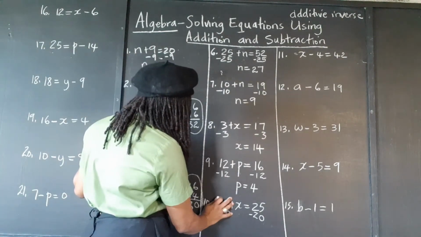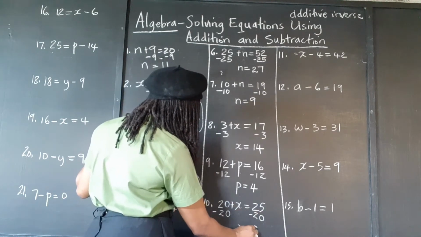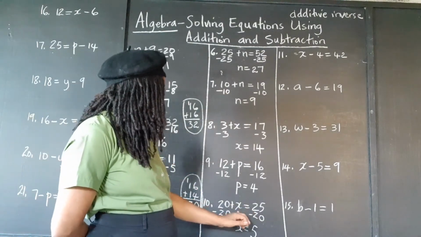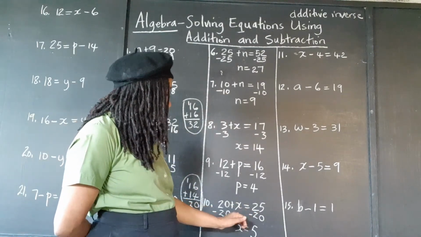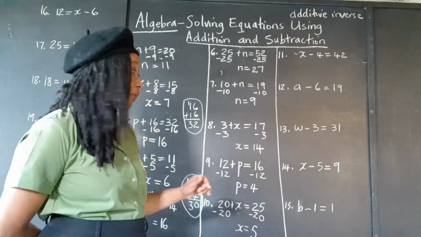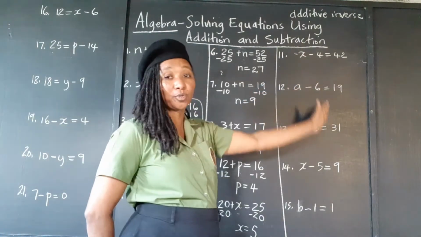So that gives 0. We're left with x. And 25 minus 20 is 5. And if we plug in 5 where x is, we'll see that 20 plus 5 does give 25 in the original equation. Alright, so let's look at some now that have subtraction.